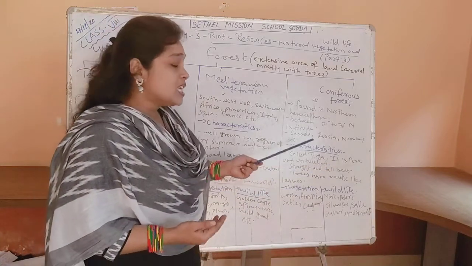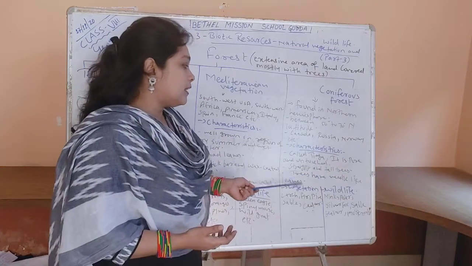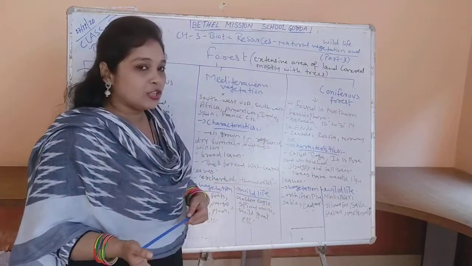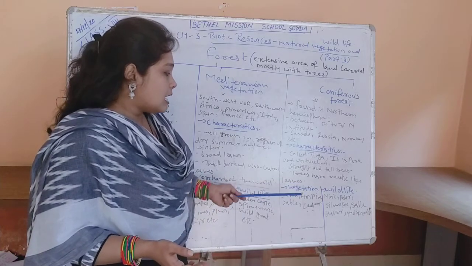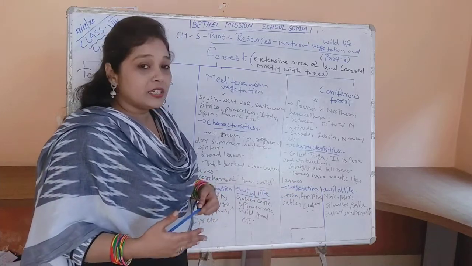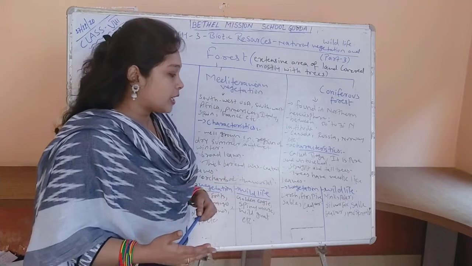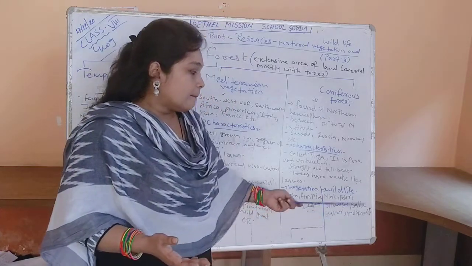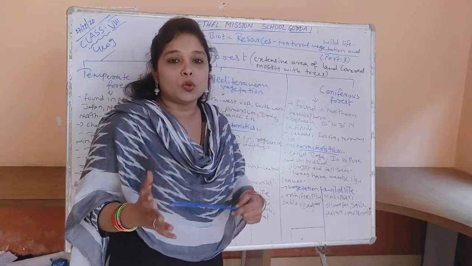It has straight and tall trees, and the trees have a needle-like shape. And when we talk about the natural vegetation or wildlife, larch, fir, pine and cedar can be found in this particular forest, and mink, polar bear, silver fox and muskrat can be found in this particular forest.